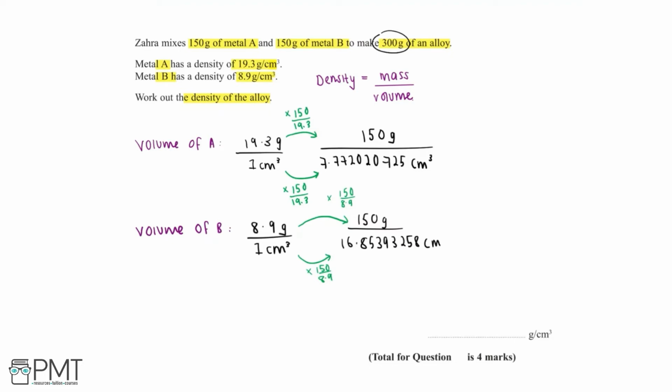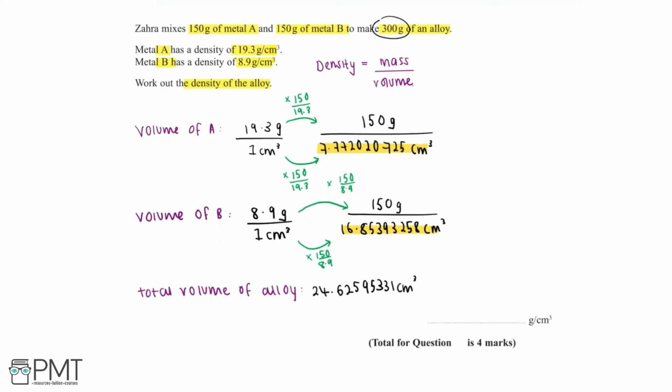16.85393258 centimeters cubed. Now that we've found the volume of A and the volume of B, we can say that the total volume of the alloy is equal to 7.77 plus 16.85, which will give us an answer of 24.625953331 centimeters cubed.